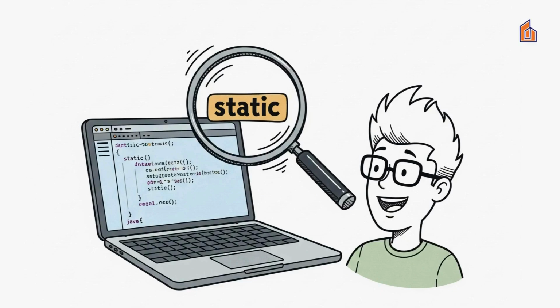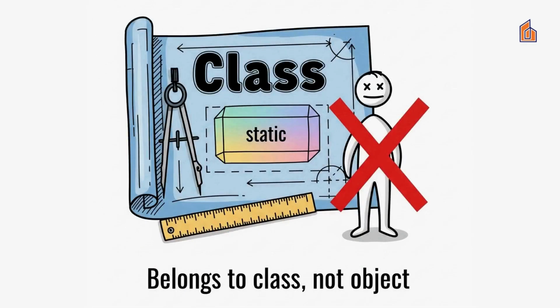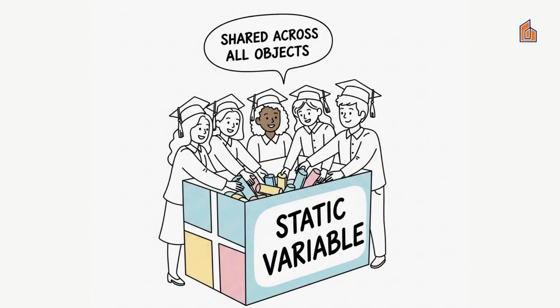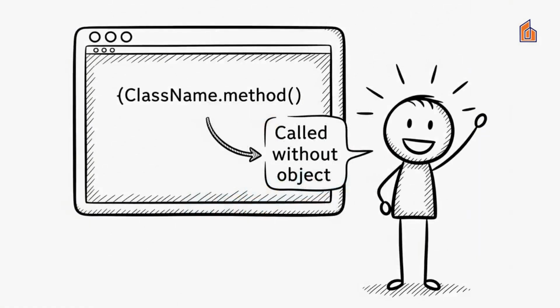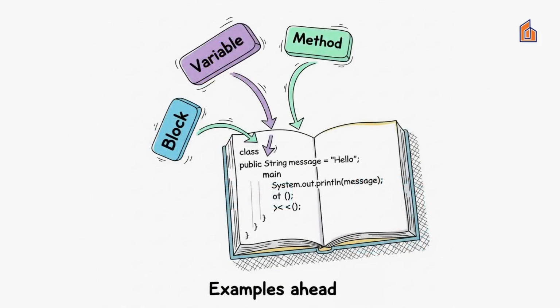So, let's get started. Now, what is static keyword? The static keyword in Java means it belongs to the class, not to any object. So, when we declare a variable, method, or block as static, it can be accessed without creating an object of the class. The static variable is shared across all objects. Static method can be used or called using class name, and static blocks execute automatically when class is loaded. Now let's see an example for each.